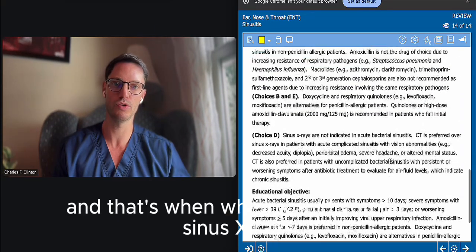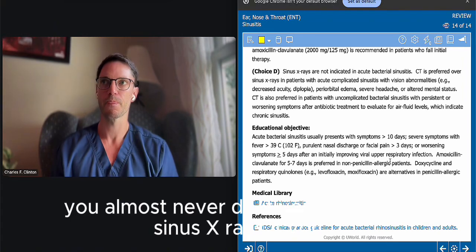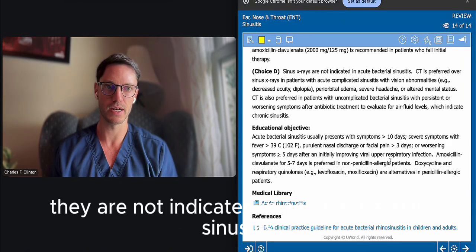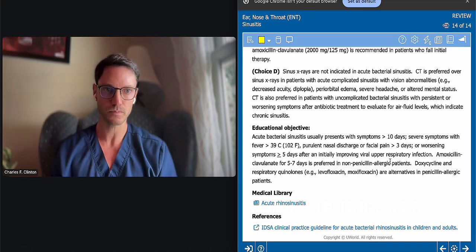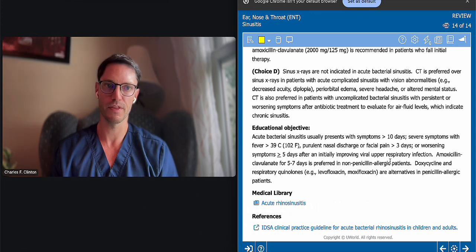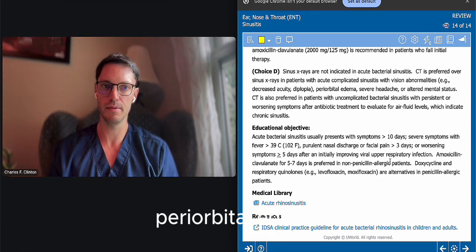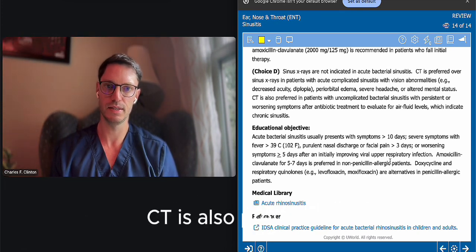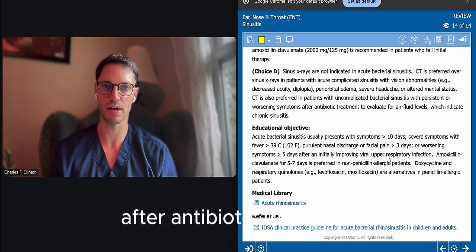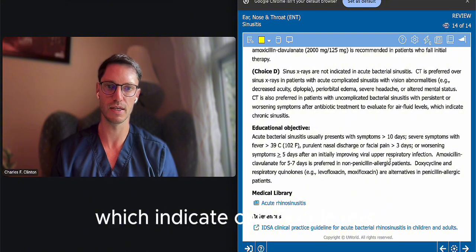And when would you do sinus X-rays? You almost never do it. They are not indicated in acute bacterial sinusitis. CT is preferred over sinus X-rays in patients with acute complicated sinusitis with vision abnormalities, periorbital edema, severe headache, or altered mental status. CT is also preferred in patients with uncomplicated bacterial sinusitis with persistent or worsening symptoms after antibiotic treatment to evaluate for air fluid levels, which indicate chronic sinusitis.